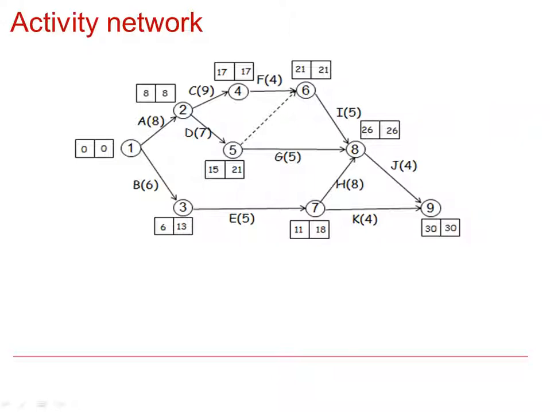Okay, so we're going to look at this activity network, and we're going to look at drawing a scheduling diagram for it. Before we do though, we're just going to recap on a few things. Firstly, what does this dotted line represent? So it represents a dummy activity. And it's required because G is dependent on D, but I is dependent on both F and D. So the dummy activity is required to be able to draw the diagram.